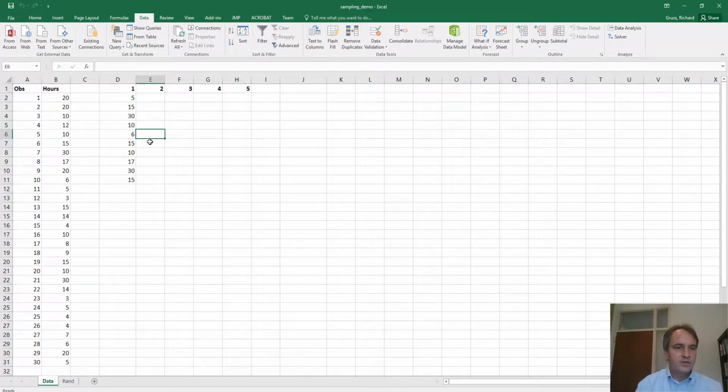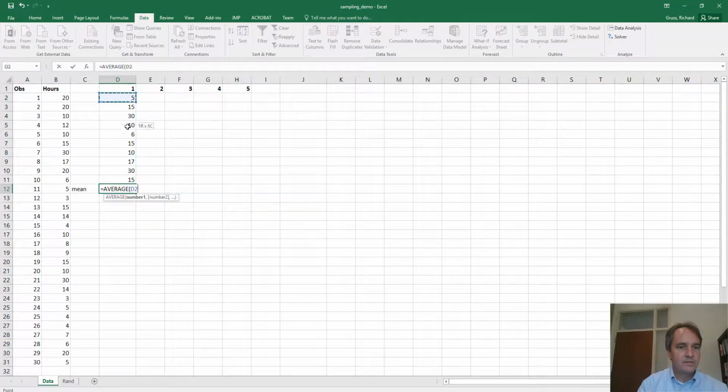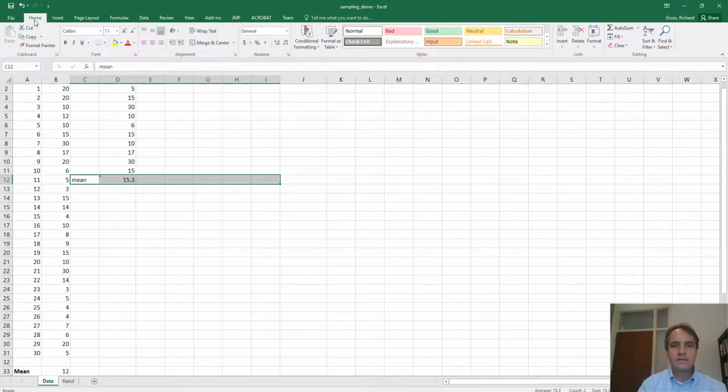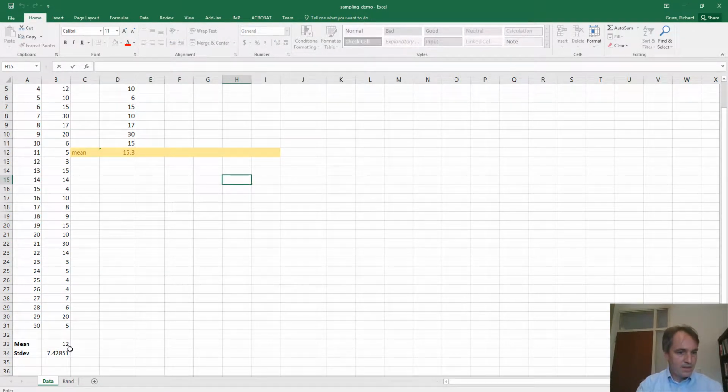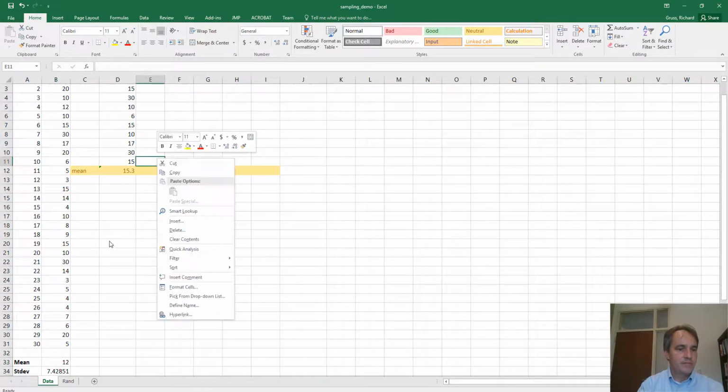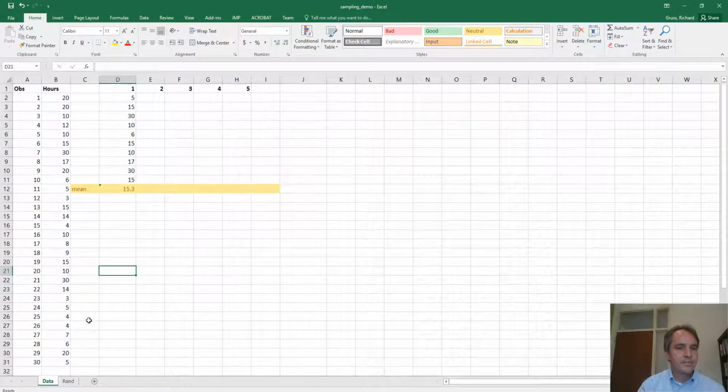So it took a random draw from these 30 values and wound up with these. Let me calculate the mean here, the average of these. It was 15.3. We'll color these so that we can keep them distinct. It looks like we overshot the population mean, so our sample is showing a mean that is a little bit too large.